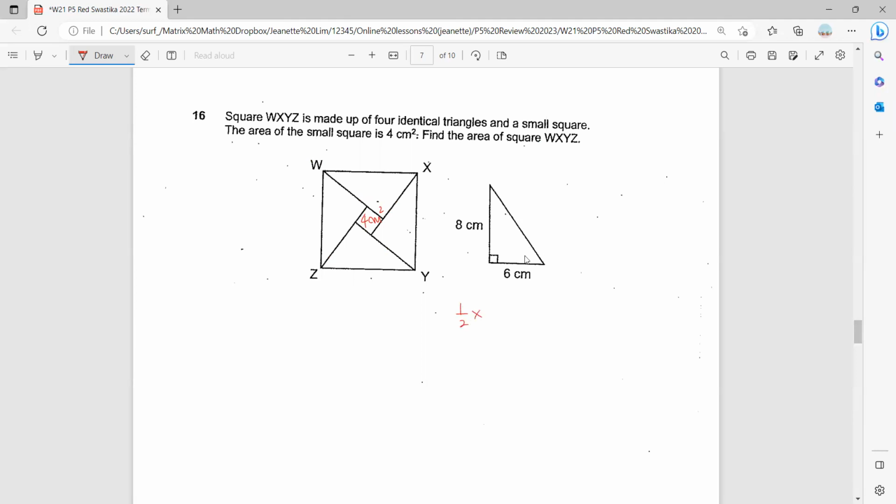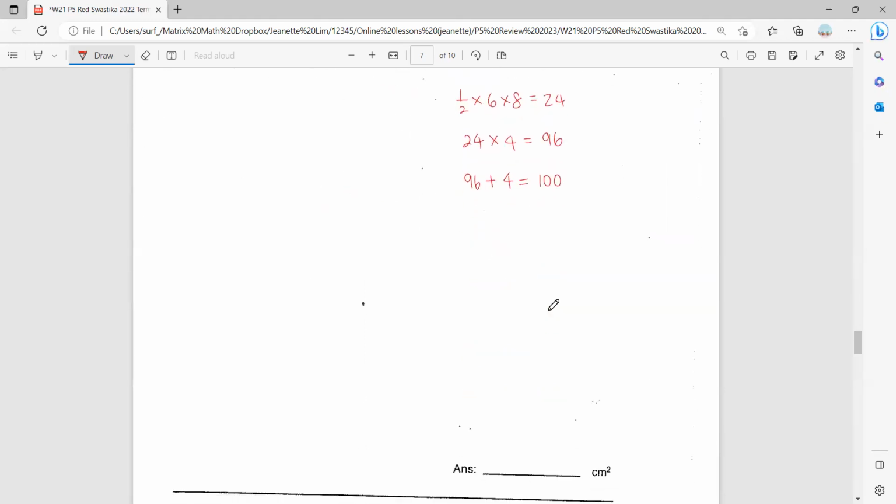So half times base times height. This will give us 24. So 4 triangles will then be 24 times 4. So this will give us 96. So what's the area of the big square? You take the 4 triangles plus the small square in the middle, which is 4. Then you get 100. So answer 100 square cm.